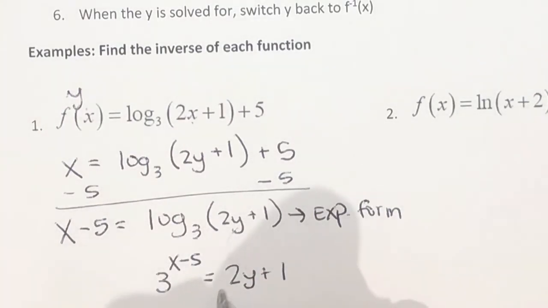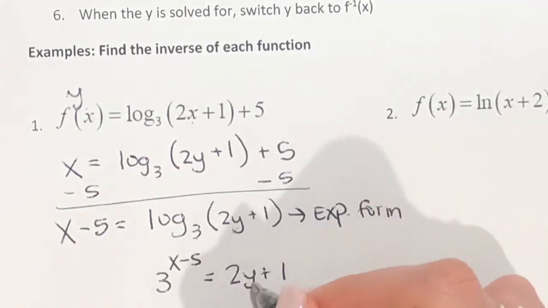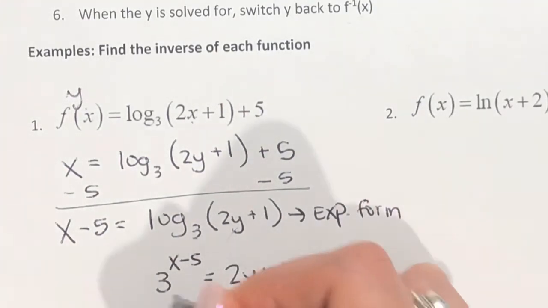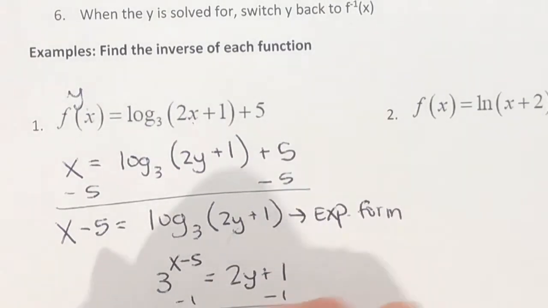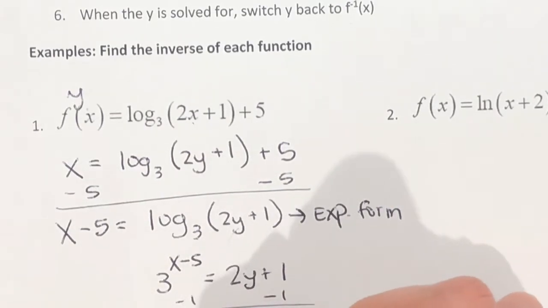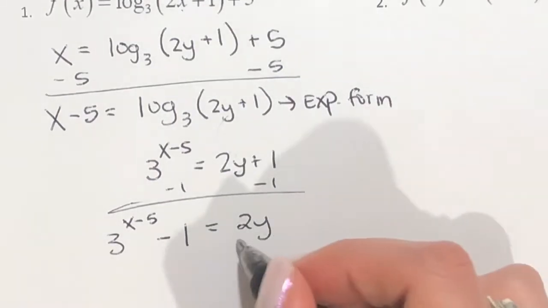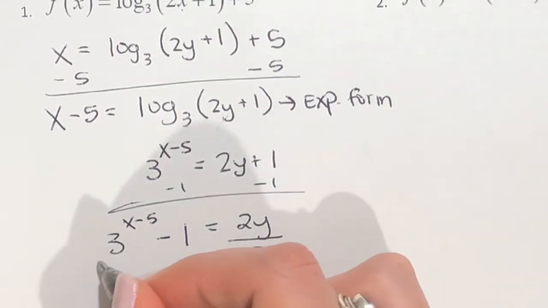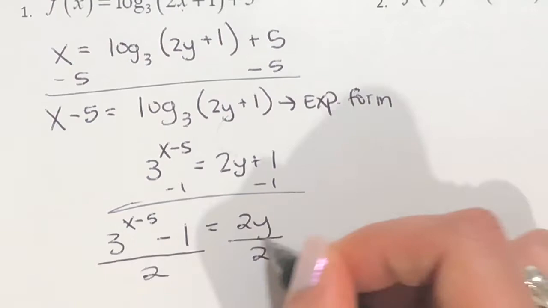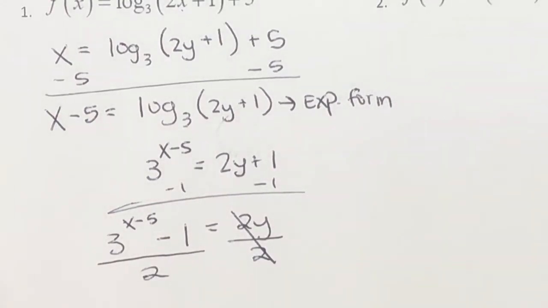Once it's in exponential form, now the y is where I can actually solve for it. I can get rid of this plus 1 by subtracting 1. I have 3 to the x minus 5, then minus 1 on the back, equals 2y. And then we have just one more step to get rid of the 2: just divide, and we're going to divide this whole thing. It's definitely not a pretty equation here, but this would be our inverse.